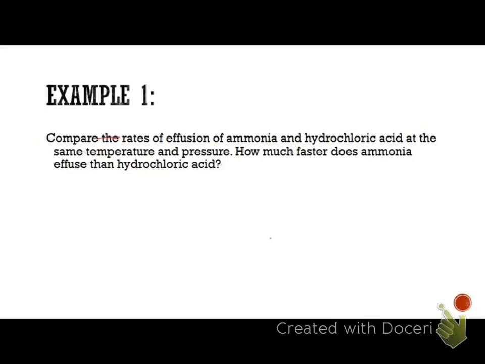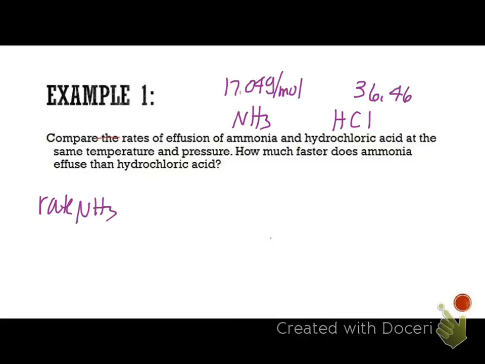All right, so this first example says compare the rates of effusion of ammonia, which is NH3, and hydrochloric acid, which is HCl, at the same temperature and pressure. It wants to know how much faster does ammonia effuse than HCl. Okay, so first thing we're going to need to do is get the molar mass of both gases. Quickly add that up in your calculator if you want. Molar mass of NH3 is 17.04 grams per mole, and the molar mass of HCl is 36.46.